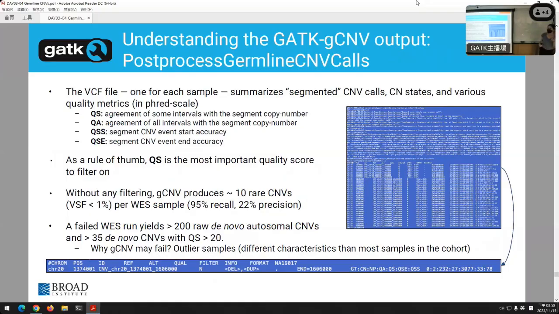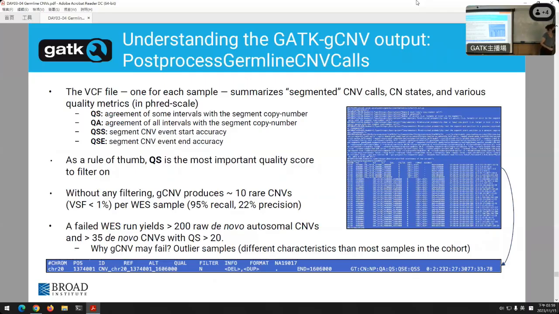So the number of CNV calls that you should expect to get from GCNV without doing any filtering is about 10 rare CNVs per exome. It's obviously higher in genomes. But that has very high recall, very high sensitivity, but the precision is a little bit lower. So we actually do recommend performing filtering if you are doing this for an application that requires high precision, such as maybe a GWAS. And after filtering, we expect to see more like one rare CNV call per exome.